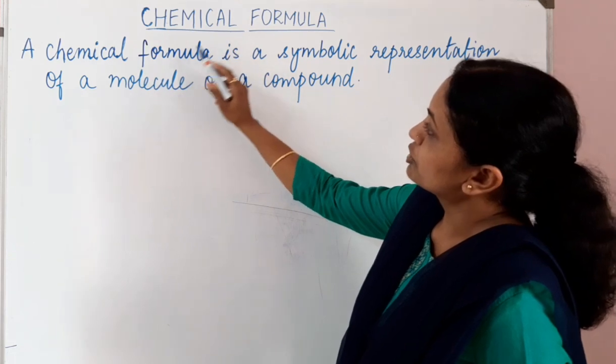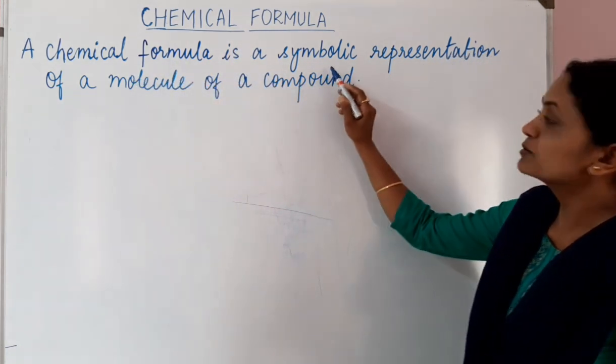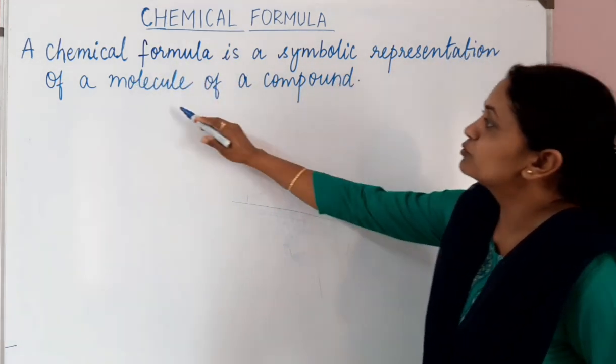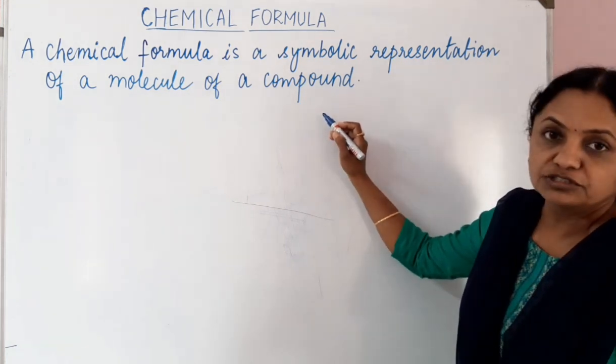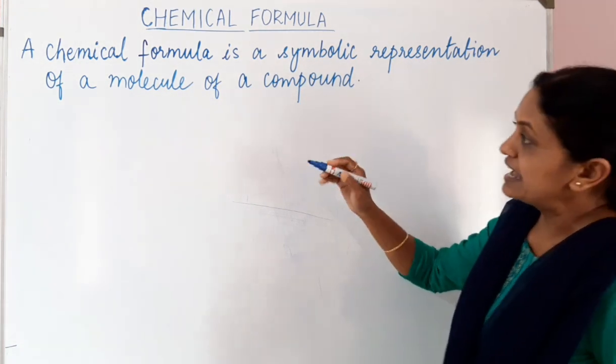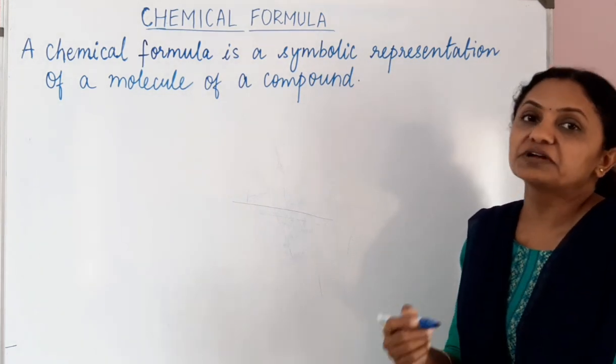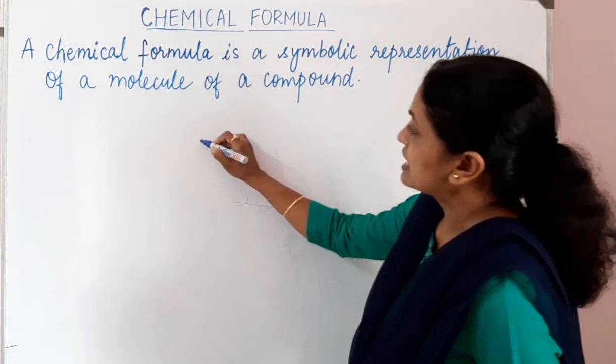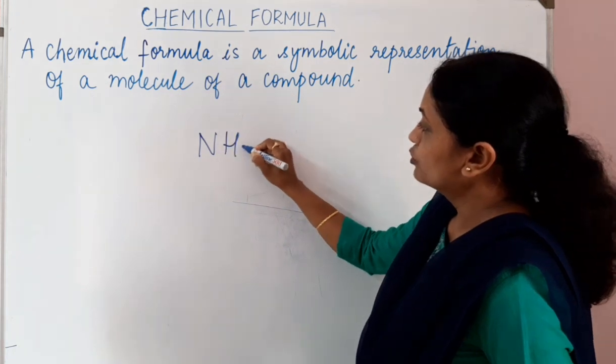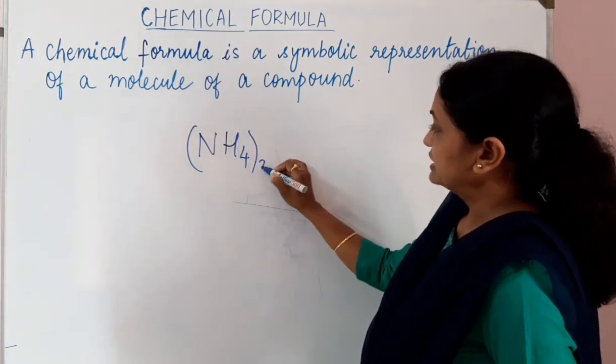What is a chemical formula? A chemical formula is a symbolic representation of a molecule of a compound. It represents the exact number of atoms of each element present in a compound. For example, if we take ammonium phosphate.